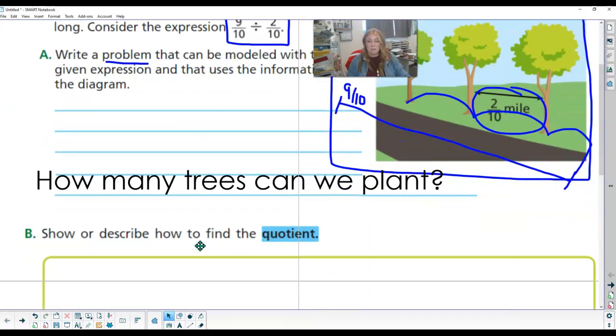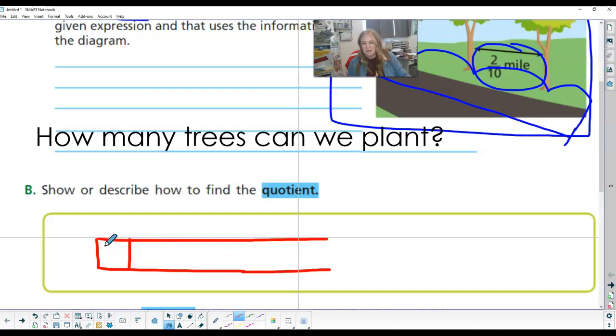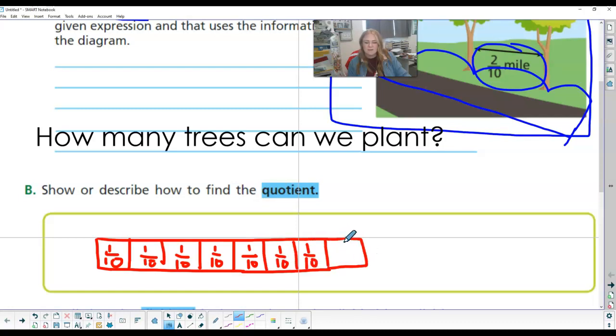So if we go on to part B, it wants us to show or describe how we would find this quotient, which is the answer to a division problem. I like to show my math, and I'm going to talk about it a lot too. So I'm going to draw out this road. I'm just going to start with a big long rectangle and start cutting it up. So here is 1/10, 2/10, 3/10, and I need 9 of these. Here is 4/10, and 5/10, 6/10, 7/10, not quite there. I have 8/10, 9/10, and here is 10/10, but I do not have that piece of the road.